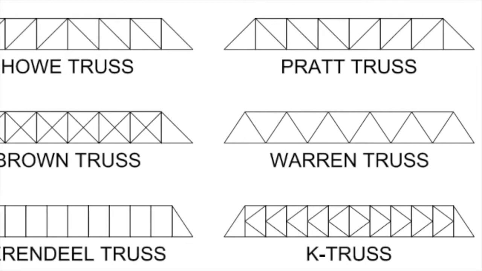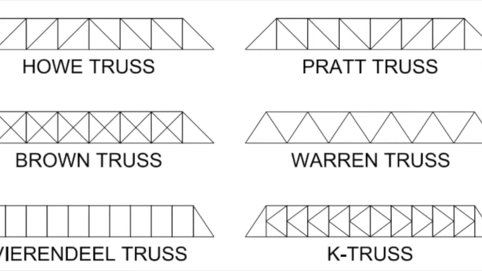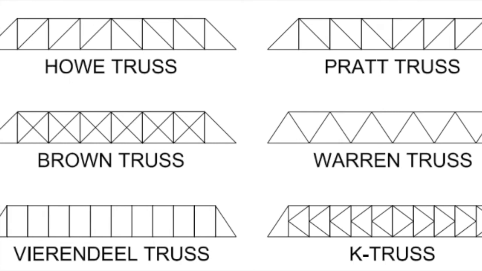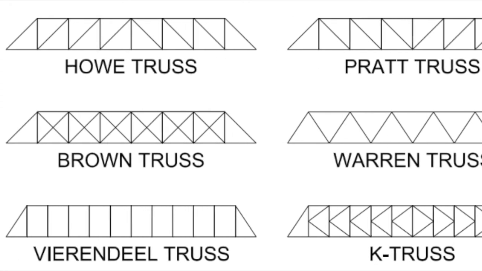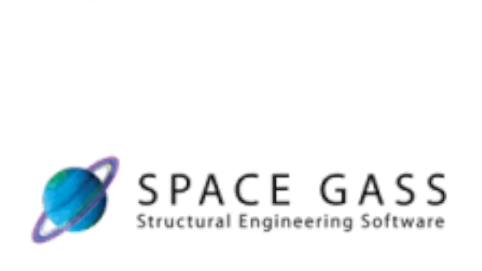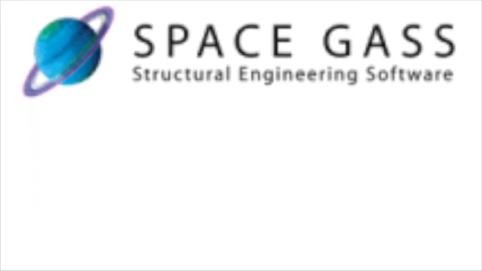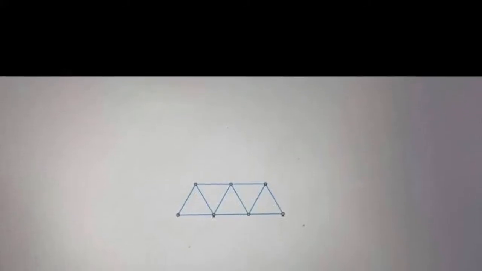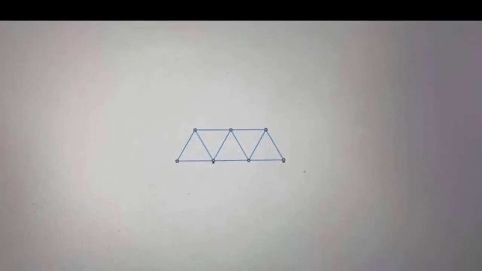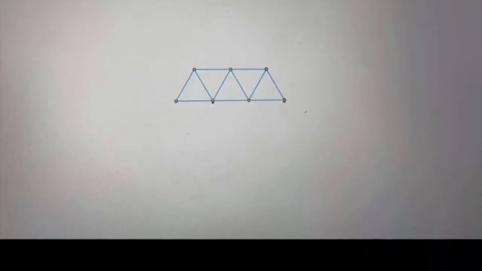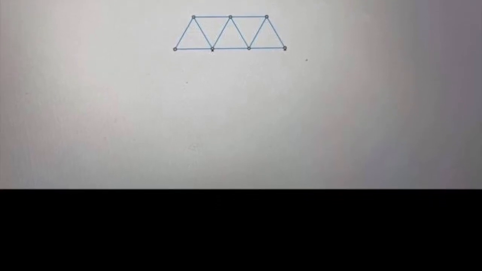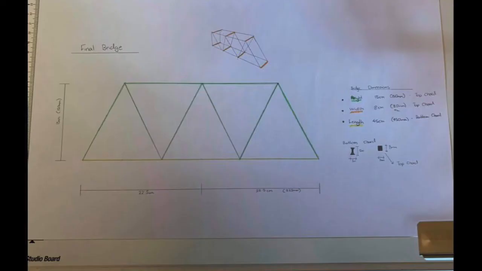Prior to constructing the bridge, we had a look at a few designs and saw that the Pratt, Howe, and Warren truss designs were popular choices, especially when using spaghetti. We used SpaceGass engineering software to get a visual perspective on what we were about to construct, as well as to recognize which beams the load was predominantly going to bear on. Truss bridges are known for their large load-bearing capacities, while also maintaining a simple design. As you can see, we as a group decided on a Warren bridge design.